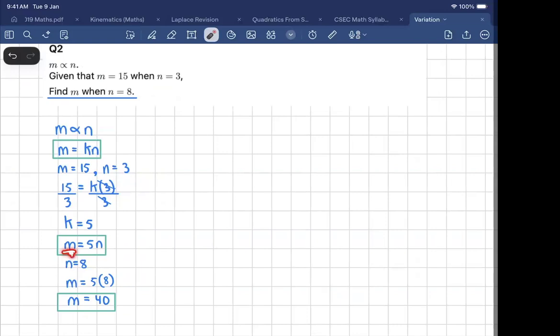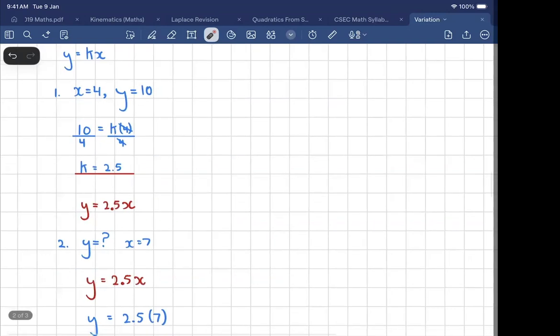M equal to 5 times n. Exactly. So whatever n is, m is gonna be 5 times that. If I tell you n is 3, m would just be 5 times 3. If I tell you n is 6, what would m be? 30. Exactly. So Nikolai, this is all we're trying to do. We're just trying to see how one thing is related to the other. That's the whole concept of this.